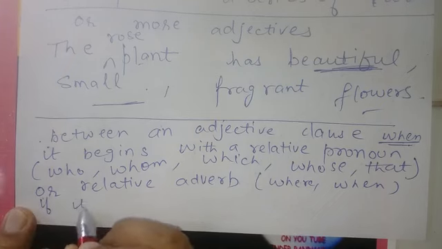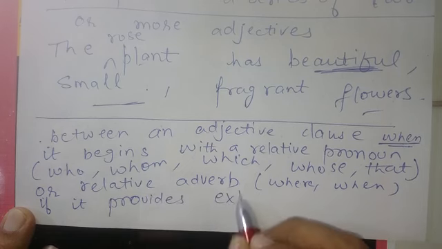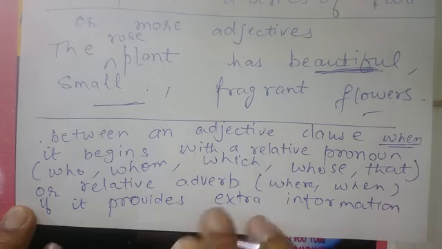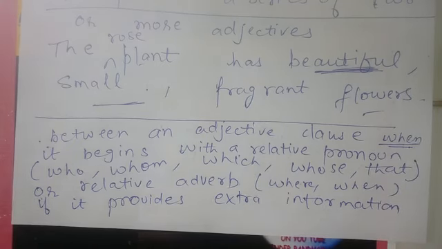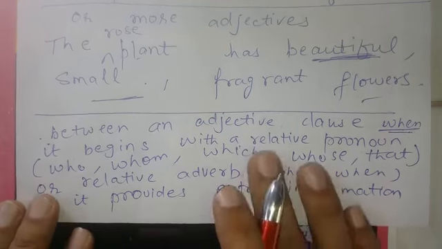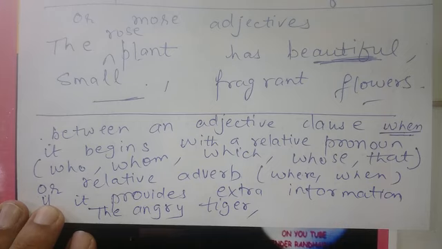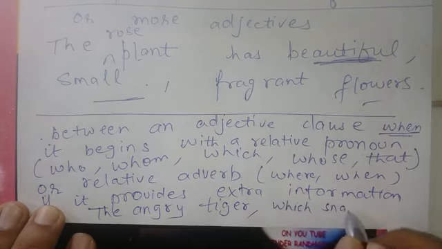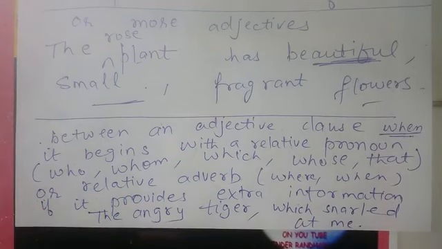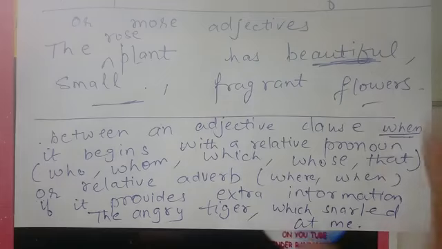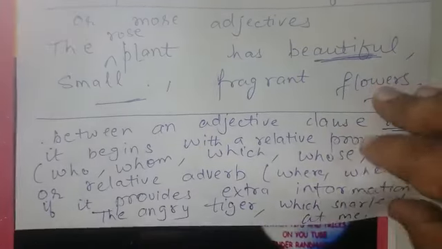Now the condition is there: if it provides extra information, that thing is this one. Okay. Now what is the extra information here? Check it. Example: the angry tiger, comma, which snarled at me. The angry tiger will snarl at me, right? So this is the point here. So this is all about this video. Please use proper commas wherever required in your IELTS writing test, in your TOEFL, in your PTE, whatever you may be doing. So this is the point.